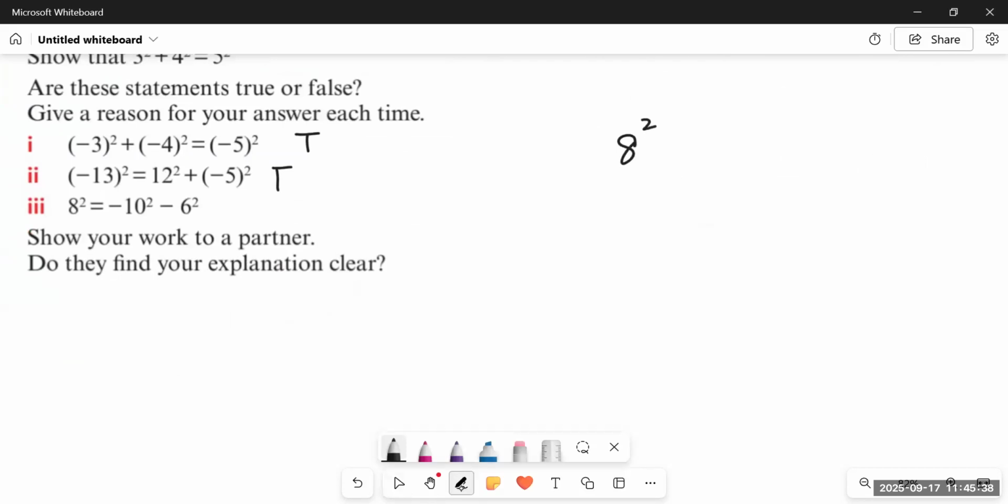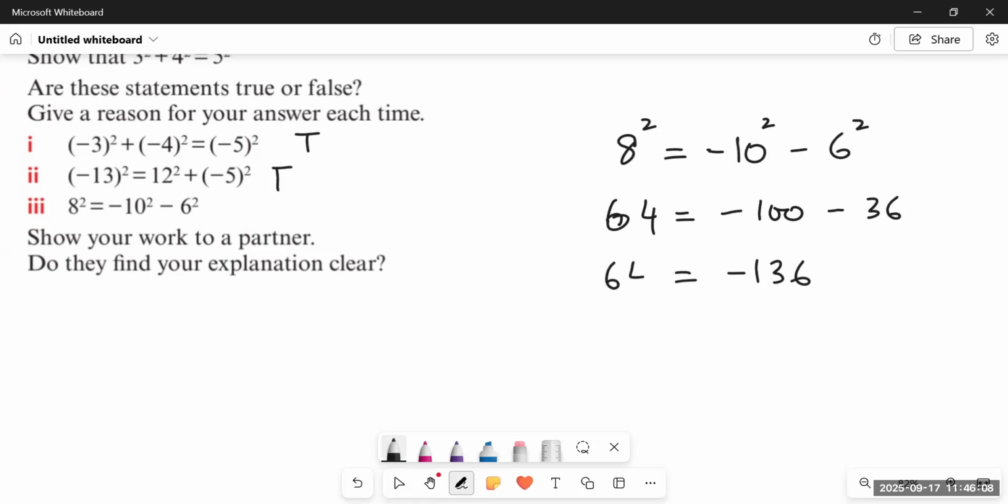Now we have 8 square is equal to -10 square. Now the minus sign is not enclosed in the bracket, so it would be different this time. 8 square is 64. And then for -10, we'll keep the minus outside. The square of 10 is 100, so -100. And then again, minus sign. Here comes -36 because the square of 6 is 36. Now, since both are negative numbers, we will add these two and get -136. So we find that the square of 8 is not equivalent to the square of 10 and 6, which are negative. So we can say that, yes, this statement is false, right?